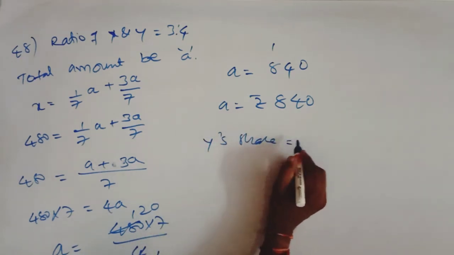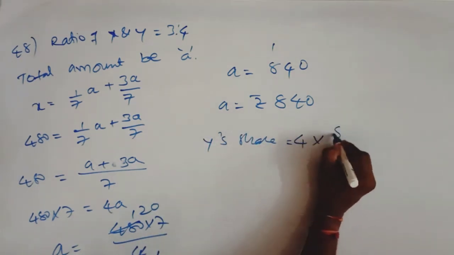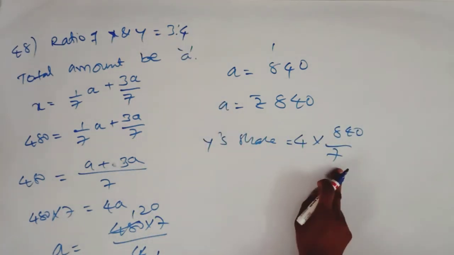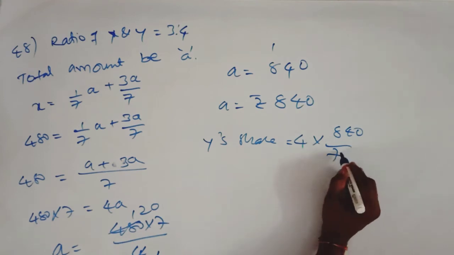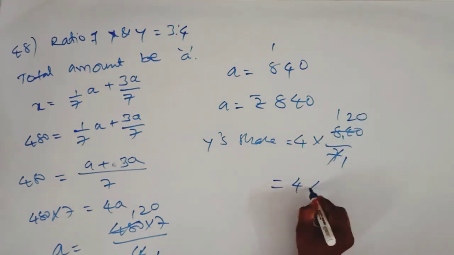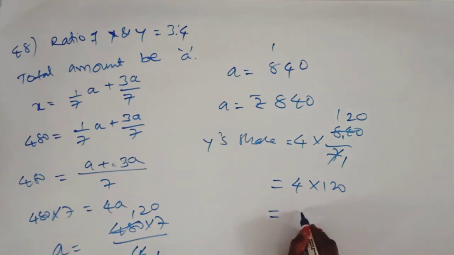Y share is equal to 4 into 840 by 7. That is, 4 is the ratio and 7 is the total ratio. Okay. 7 ones are 7. 7 120s are 840. That is 4 into 120 is equal to 480 rupees. Y share will be 480 rupees.